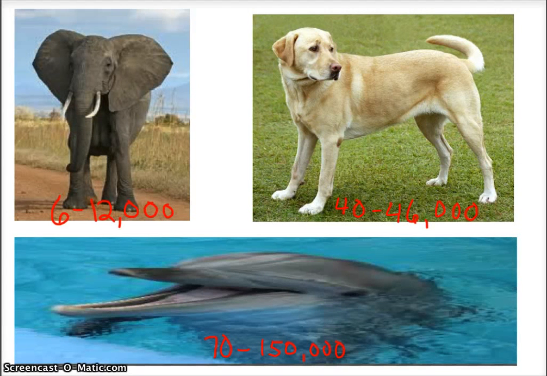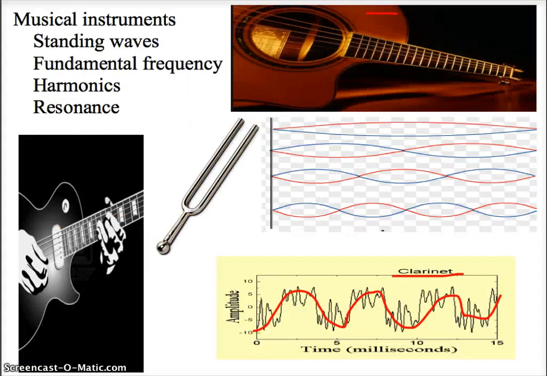We mentioned that we are in the 20 to 20,000 hertz range. What about other animals? Well, an elephant is 6 to 12,000 hertz. They don't hear a lot of things we hear, even though they're lower on the scale. Dogs, as you know, hear ultrasound. They hear things above what we can hear, like a dog whistle. 40 to 46,000, and dolphins' hertz range is 70 to 150,000. It shows you that the animals, for the most part, have different ranges that they hear.